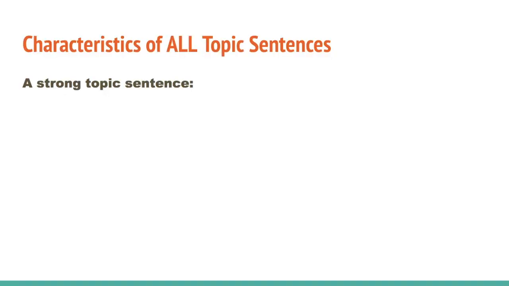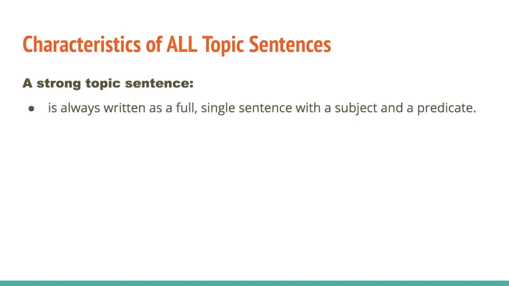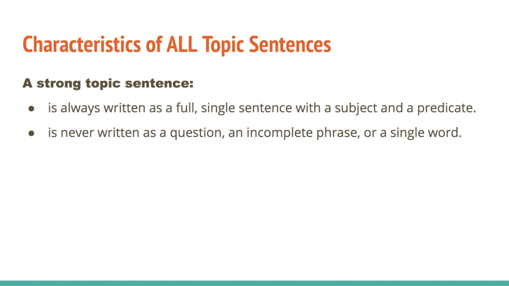Okay, so even though there are 2 different types of topic sentences, all topic sentences have the same characteristics. Every topic sentence is written as a full single sentence with a subject and a predicate. It is not something that is written as a question or an incomplete phrase or a single word. It's a statement that you can say to any random person and they'd be like, okay, that makes sense.